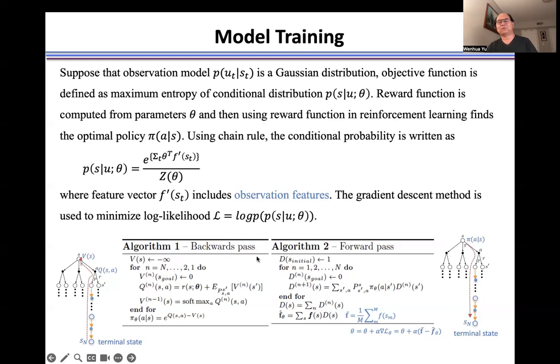And from the reward, we can use reinforcement learning to find the optimal policy pi. Once we have the human policy pi, we can forecast his trajectory in the future.